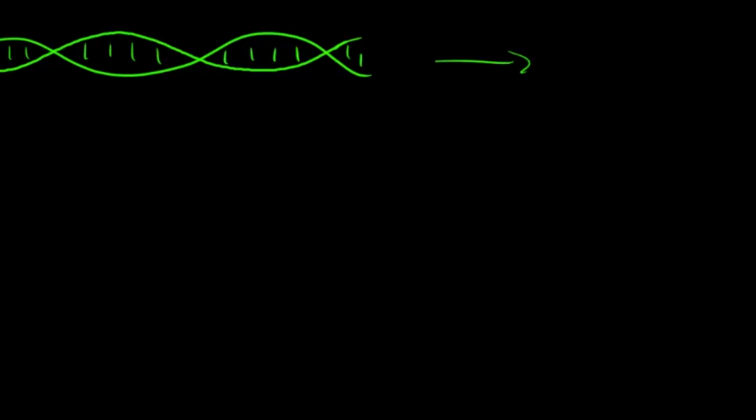Here's our DNA: double-stranded, double helix, nitrogenous bases in between. Transcription is the process by which our DNA gets transcribed to some RNA, usually a single-stranded RNA, and then from there we can translate to protein, but we're going to focus on this process going from DNA to RNA.